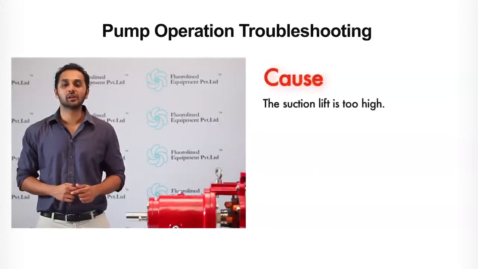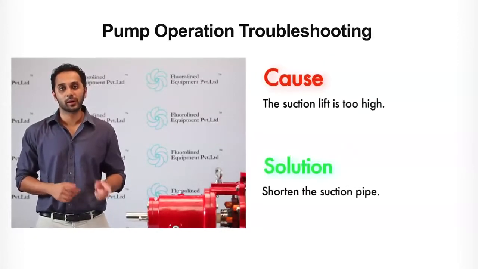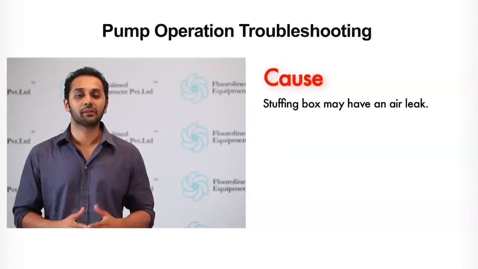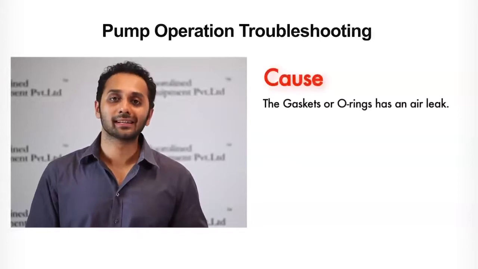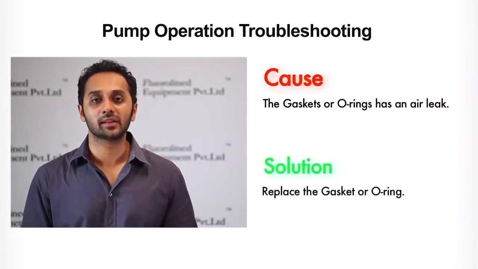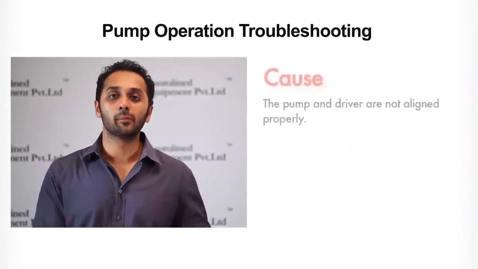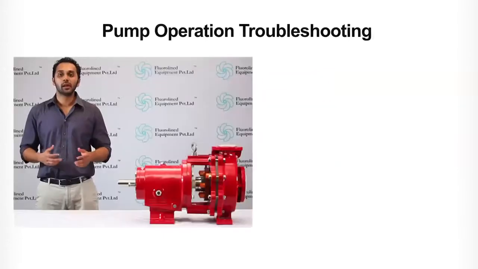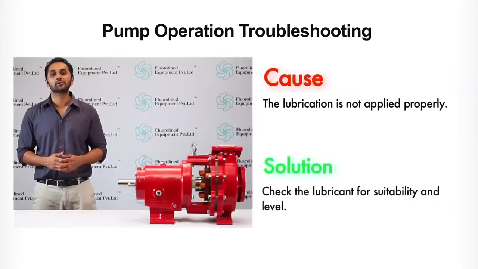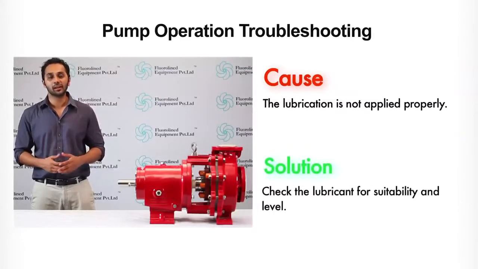Number 6. The suction lift is too high. Shorten the suction pipe. Number 7. Stuffing boxes may have an air leak. Readjust the packing of the mechanical seal. Number 8. The gaskets and the o-ring may have an air leak. Replace the gaskets and the o-ring. Number 9. The pump and the driver are not aligned properly. Realign the pump and the driver. Number 10. The lubrication is not applied properly. Check the lubrication for suitability and level.